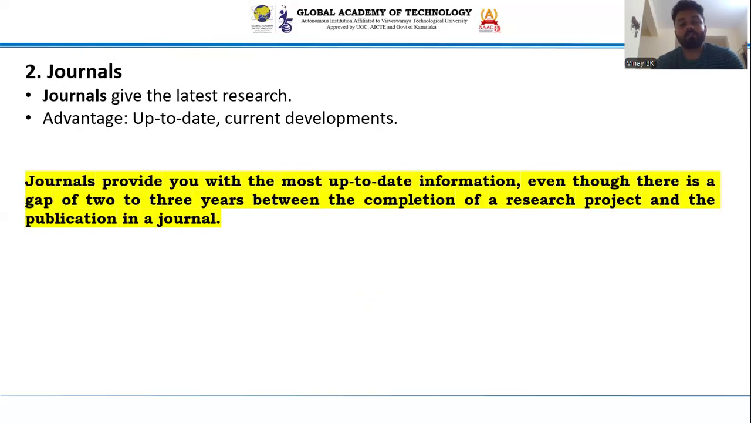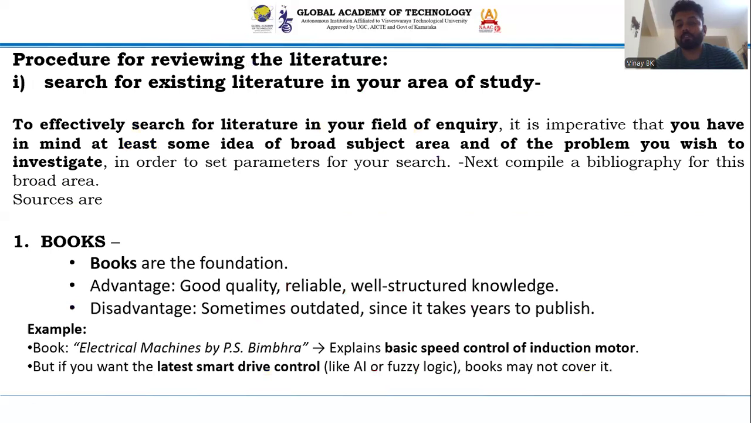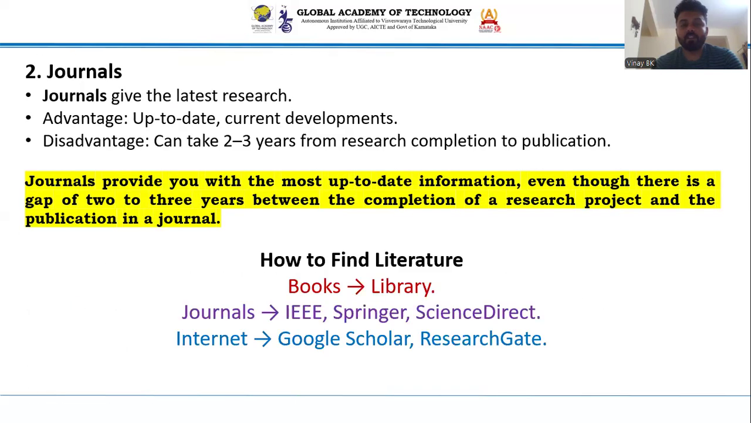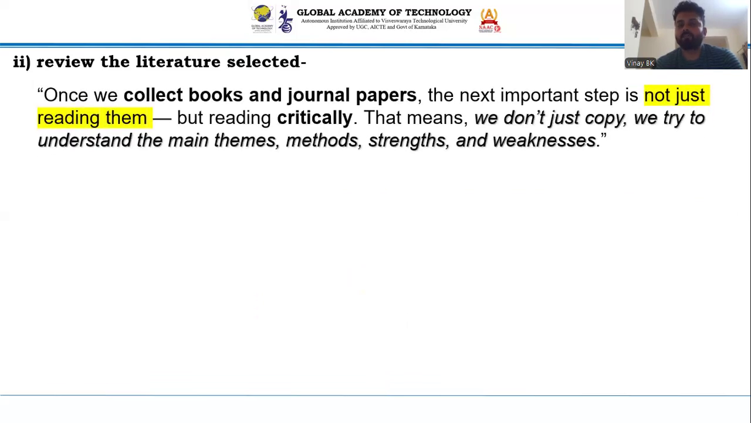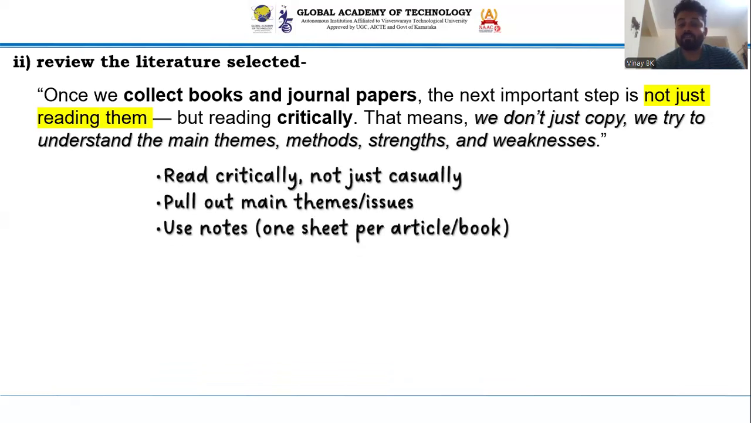Once you have searched for the existing literature in your area of study, we go for reviewing the literature. Once we collect books and journal papers, the next important step is not just reading them, but reading critically. That means we don't just copy. We try to understand the main themes, methods, strengths, and weaknesses. So you should read the books or journal papers critically, but not just casually.